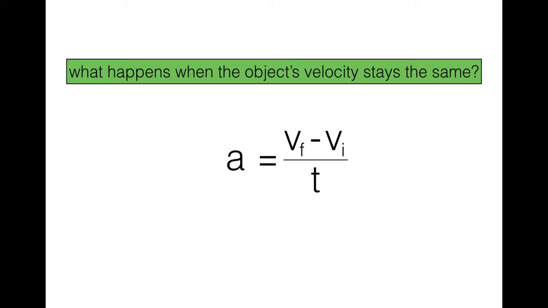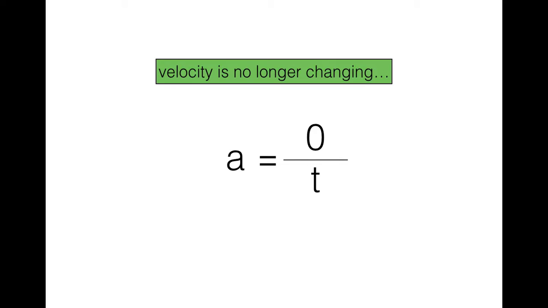So what happens when the object's velocity stays the same? There is no change in velocity, or velocity is now constant. If the velocity is constant, that means the final velocity will be the same as the initial velocity, which means your numerator will be 0. So velocity is no longer changing.